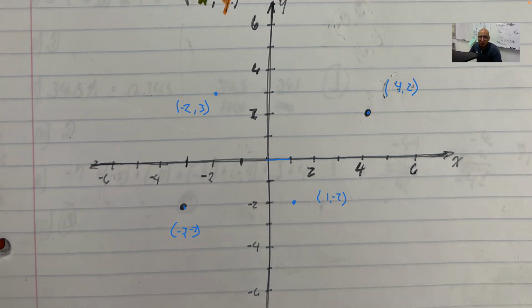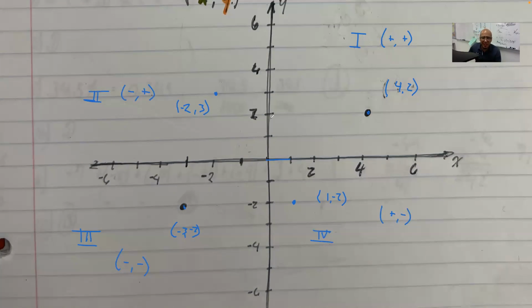So ladies and gentlemen, notice the signs of the numbers in each of the quadrants. In quadrant 1, all the points have x positive and y positive. In quadrant 2, x's are always negative and y's are positive because we're above the x-axis. Going down to quadrant 3, both x and y are always negative. And in quadrant 4, that's 4 in Roman numerals, x is always positive, but y is always negative. And so that's useful to know.